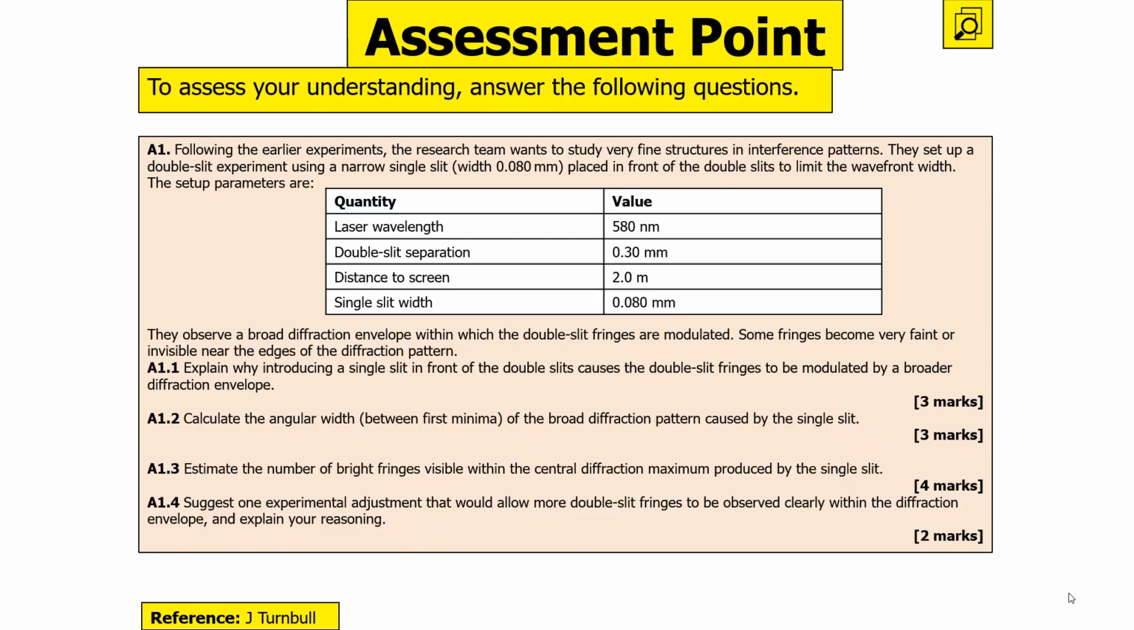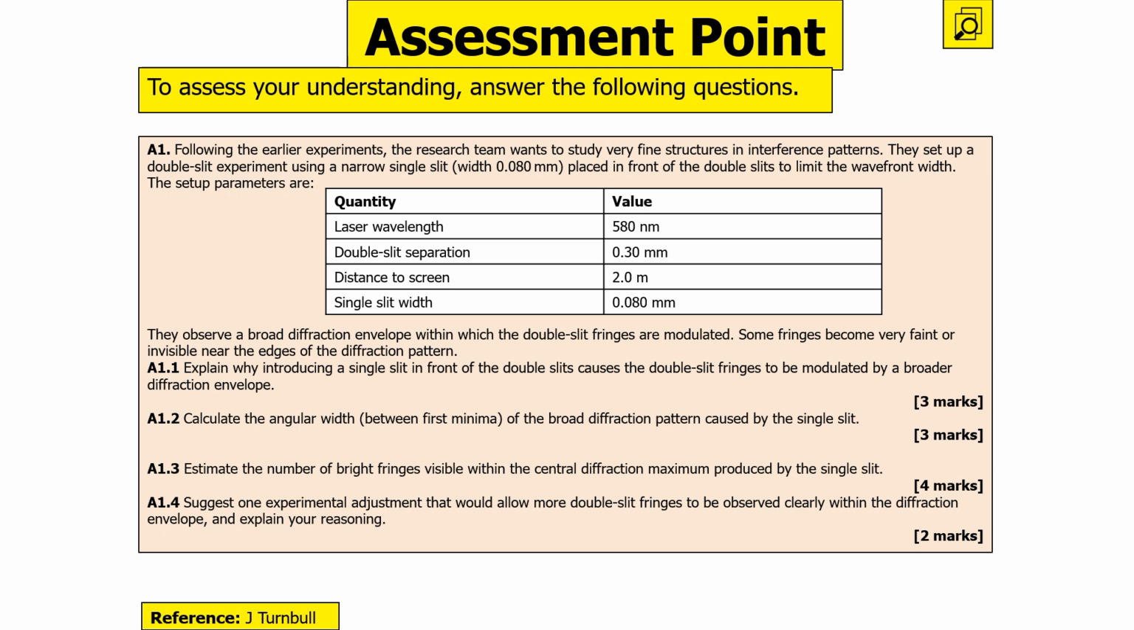Following the early experiments, the research team wants to study very fine structures and interference patterns. They set up a double slit experiment using a narrow single slit with width 0.080 mm placed in front of the double slits to limit the wavefront width. The set of parameters are shown as follows. They observe a broad diffraction envelope within which the double slit fringes are modulated. Some fringes become very faint or invisible near the edges of the diffraction pattern.